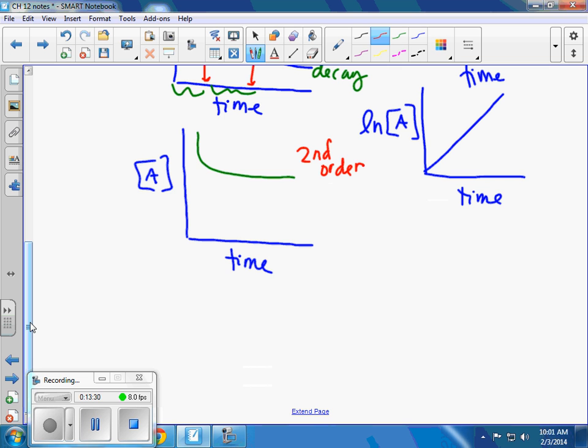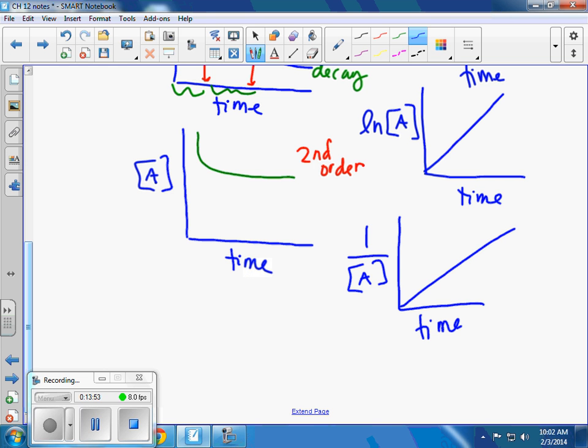Now, those of you that are in calculus, if I were to graph that and find the slope, I could do that. But in the AP exam, they need to stay away from calc. So what you need to do to figure out if you have a straight line or not is take 1 over the concentration of A over time, and if I have a straight line there, then I have a second order reaction. So you should be able to take any experimental data that you have, graph it, and tell if you have a zero order, first order, or second order reaction.